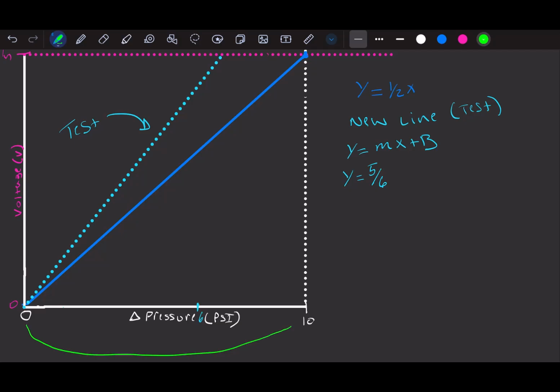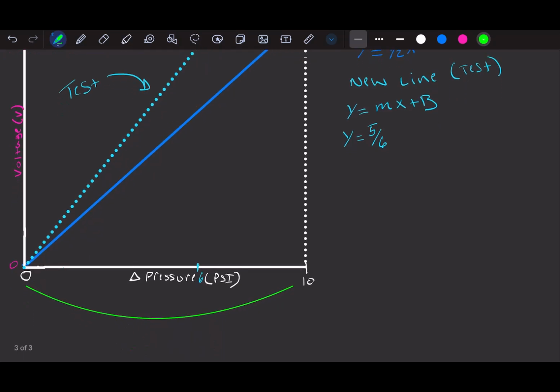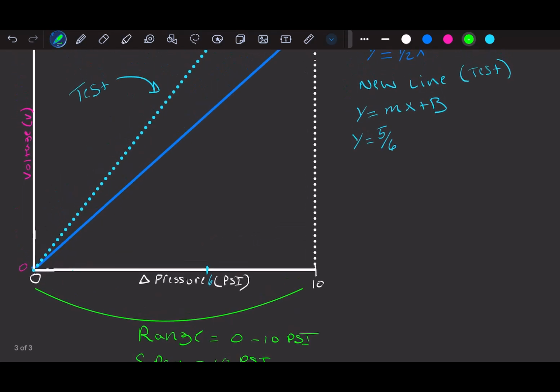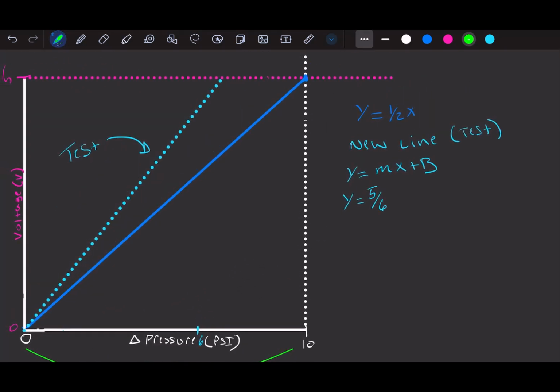So we have an input range that is still 0 to 10 psi. Our input range hasn't changed. Our input span hasn't changed. Our span is still 10 psi on our input. So our range and span haven't changed, but we are no longer at those minimums and maximums.